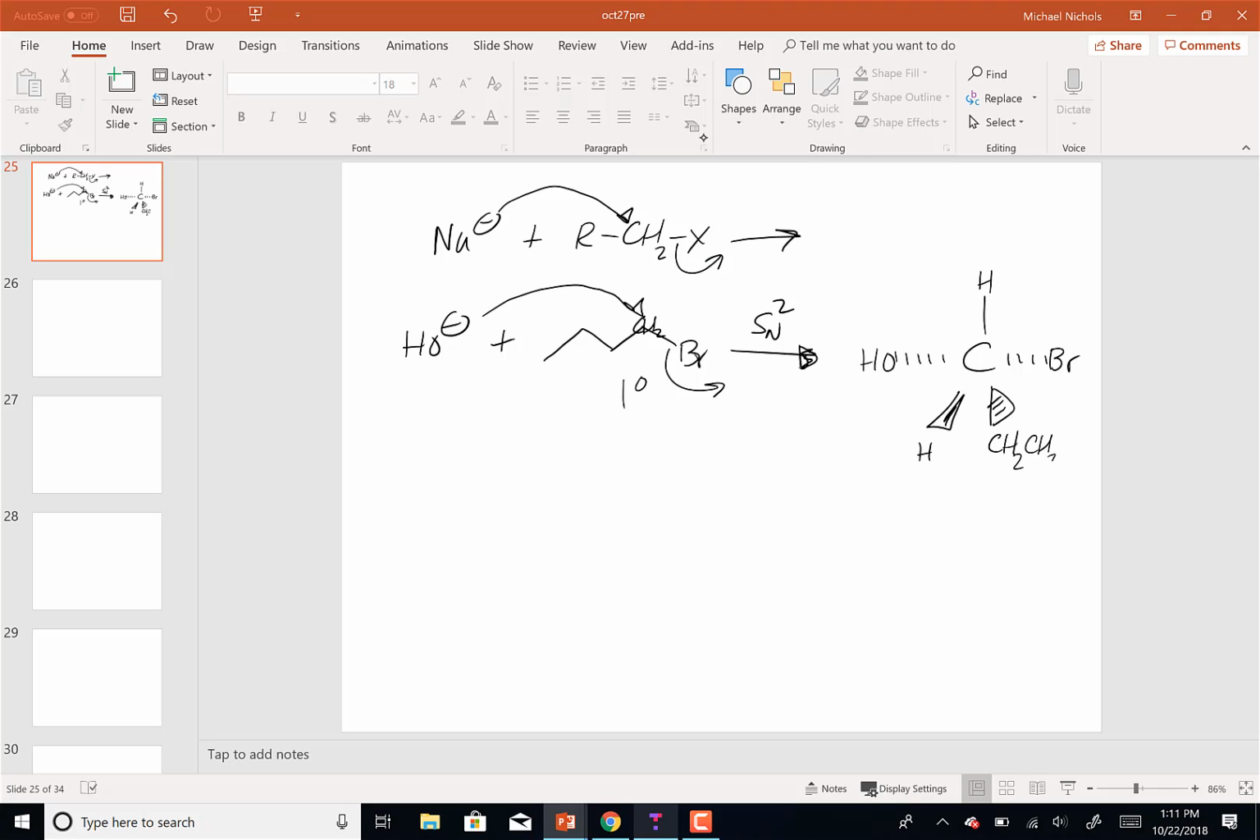Then all the other groups that are attached to the carbon. So in this case, it's 2 H's and a propyl group. So that's the trigonal bipyramidal geometry. And that's the transition state.